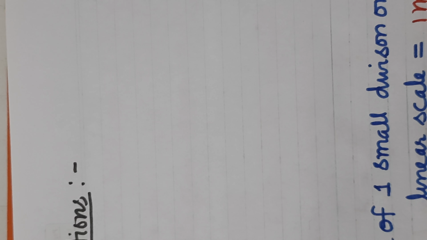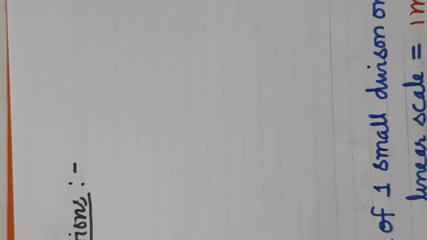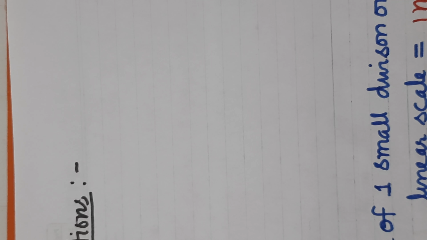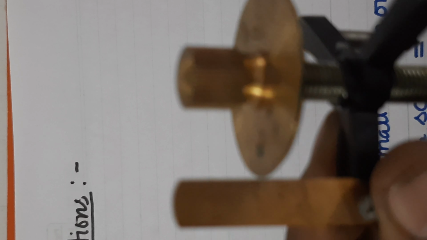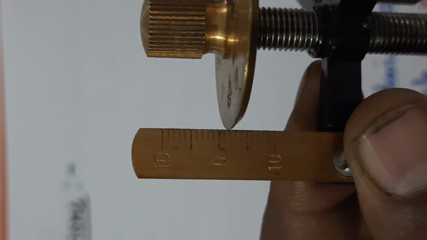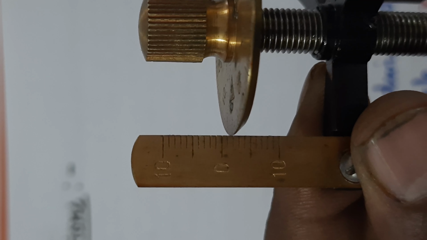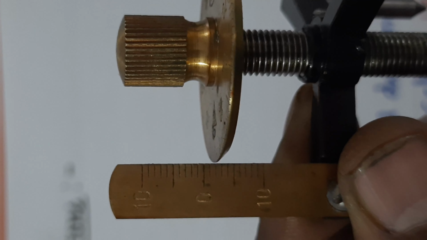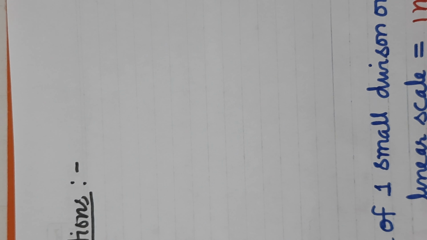Now the number of complete rotations given to the circular scale is 2. So what is the distance moved along the linear scale? 2 mm. Just now I have shown. It has gone 2 divisions down on the linear strip. Therefore it has moved 2 mm on giving 2 full rotations. So what will be the pitch? The distance moved on giving 1 full rotation. So 2 mm upon 2, that is equal to 1 mm. This will be the pitch.